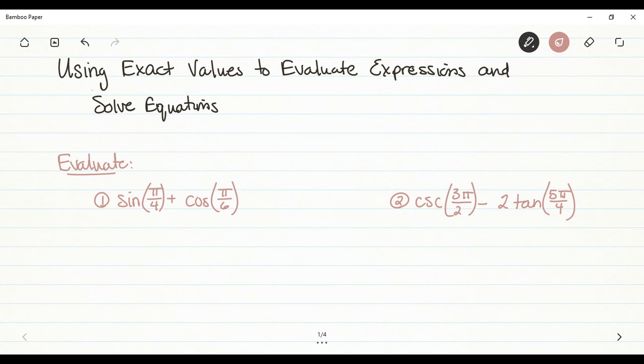In this video, we are going to look at using exact values from our unit circle to evaluate expressions and solve equations. From our unit circle, we definitely need to have all of our values memorized, at least in quadrant 1, for sine, cosine, and tangent.